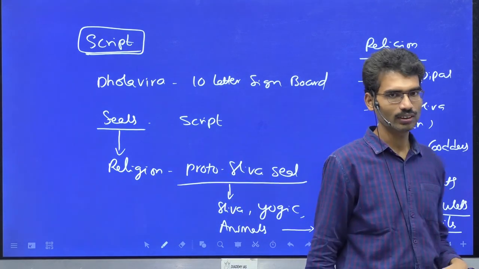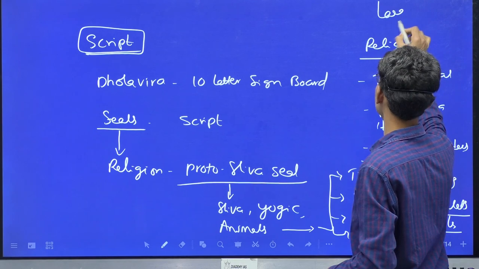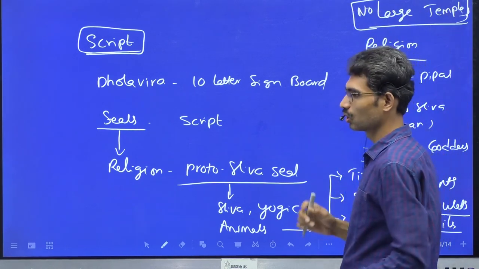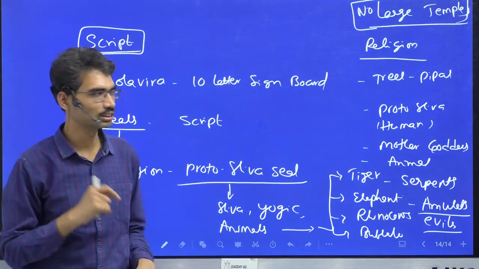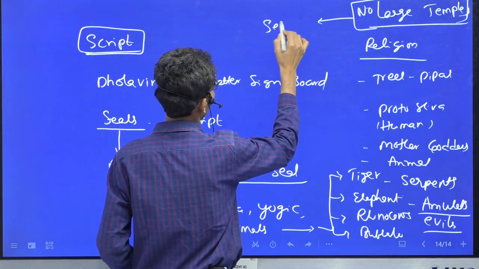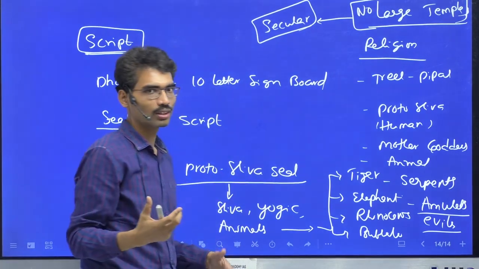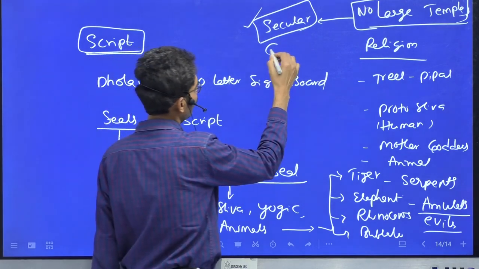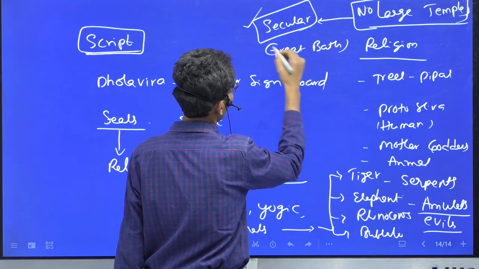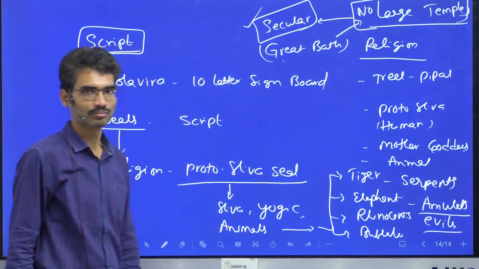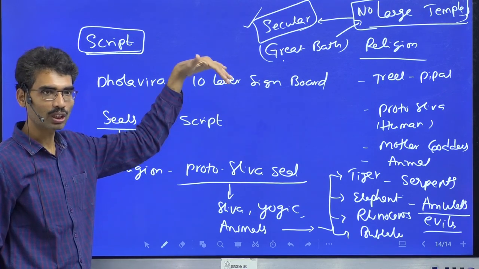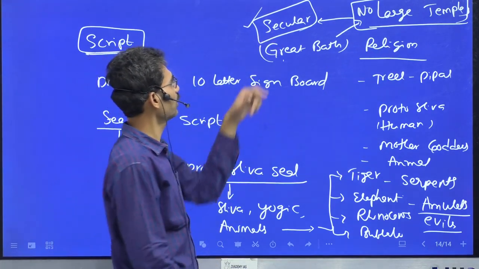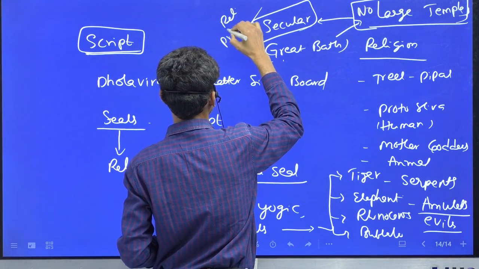So these are all you need to see, but there are no large temples. No large temples. Very, very important. That means these people were secular. Religion was their private affair. Even though great bath was there from Mohenjo-daro, there is no large-scale temple architecture. The contemporaries of Indus Valley people, Mesopotamians, they were having temples. But when it comes to Indus Valley civilization, there is no such kind of thing. So religion was a private affair.